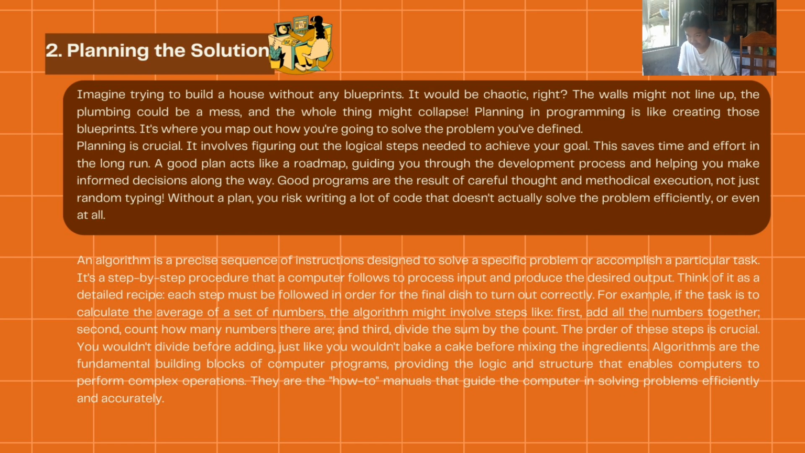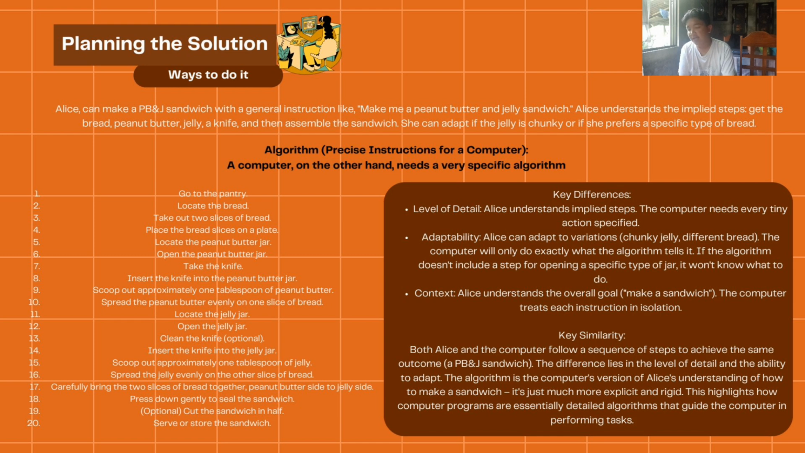In finding a solution, after analyzing it, take Alice, who is looking for how to make a peanut butter and jelly sandwich. With a general instruction like "make me a peanut butter and jelly sandwich," Alice understands the implied steps. Get the bread, peanut butter, jelly, a knife, and then assemble the sandwich. She can adapt it to chunky jelly or if she prefers a specific type of bread.